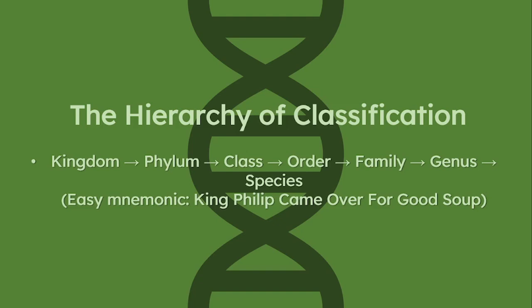So, back to that thing. How should you remember this? You can use a mnemonic. King Philip came over for good soup.